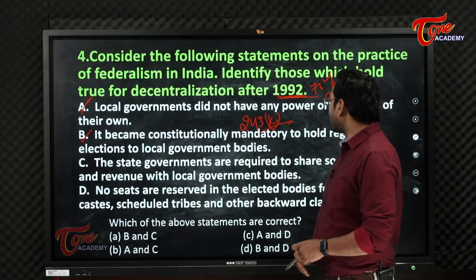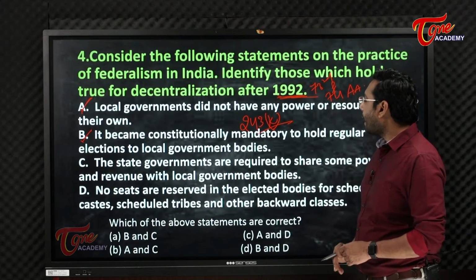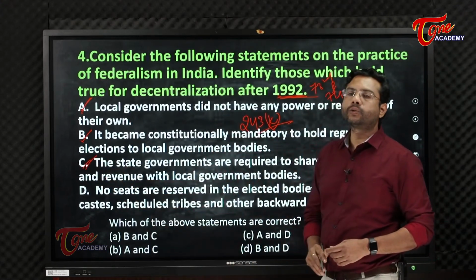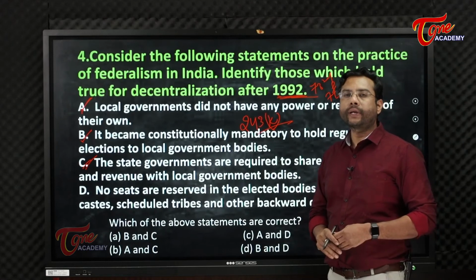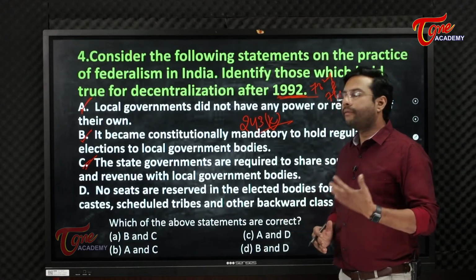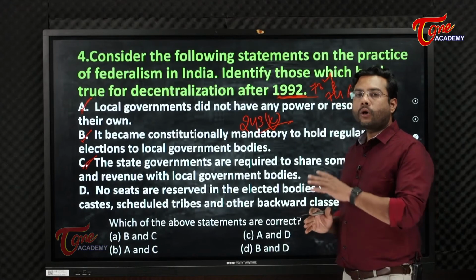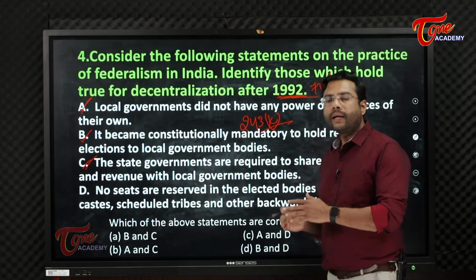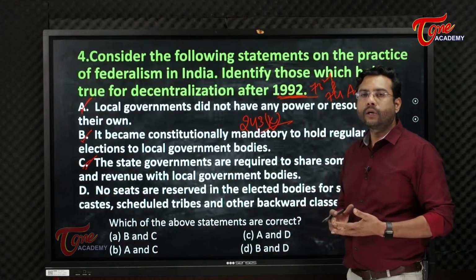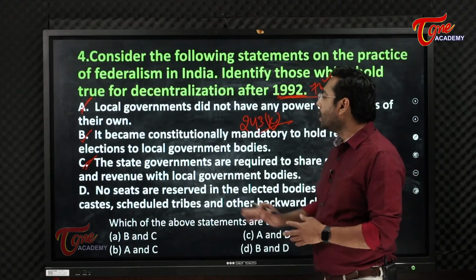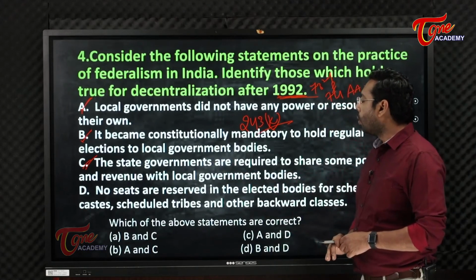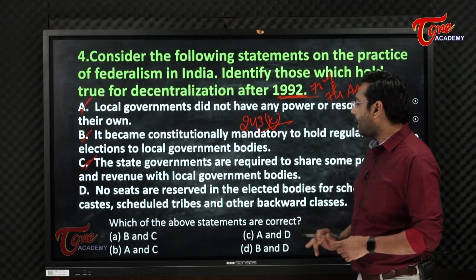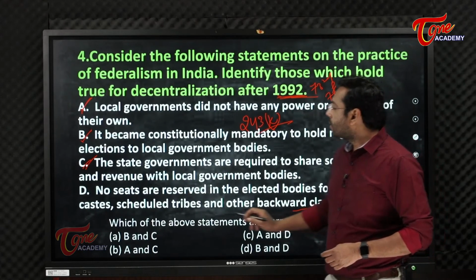The state governments are required to share some power and revenue with local government bodies. Yes, this is also true because when we say powers to the local government, that is under Article 243P, the panchayats should be given power, or the state government should give power to decentralize. That is the concept of decentralization, where the state government should delegate certain powers or devolve certain revenues to the local government. So, this statement also holds true. No seats are reserved in the elected bodies for scheduled castes, scheduled tribes and other backward classes. So, this statement is wrong.